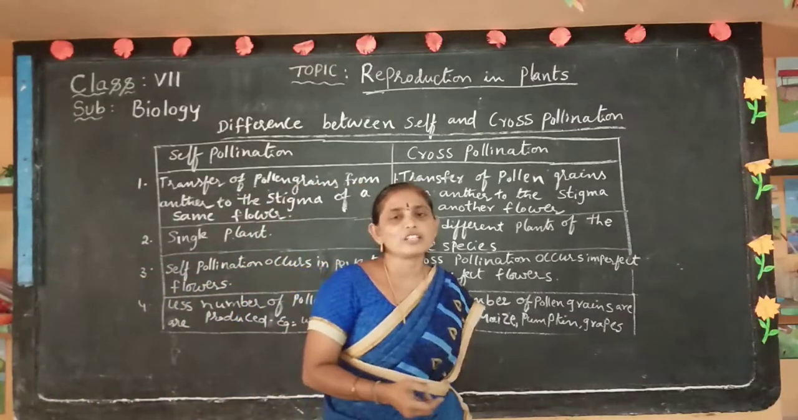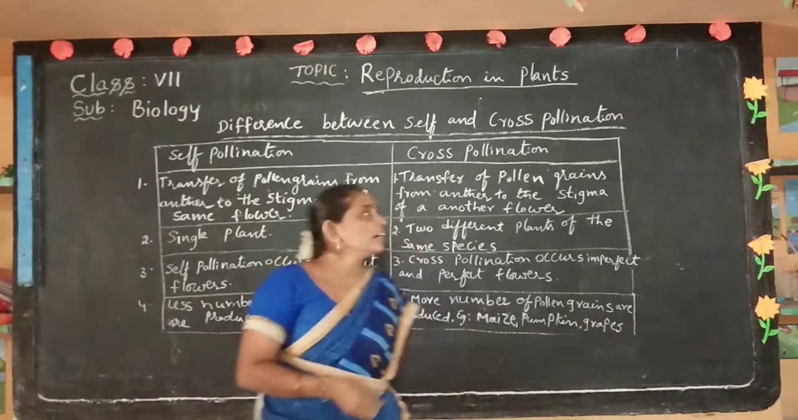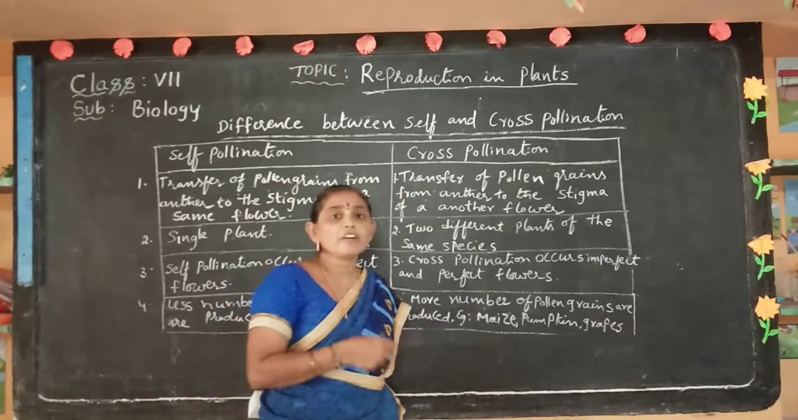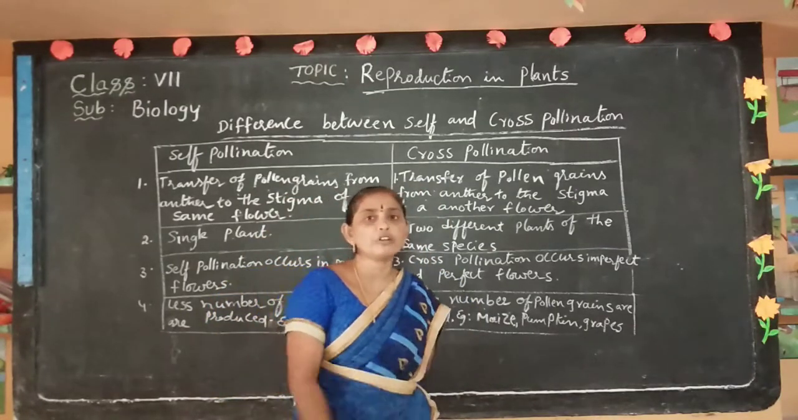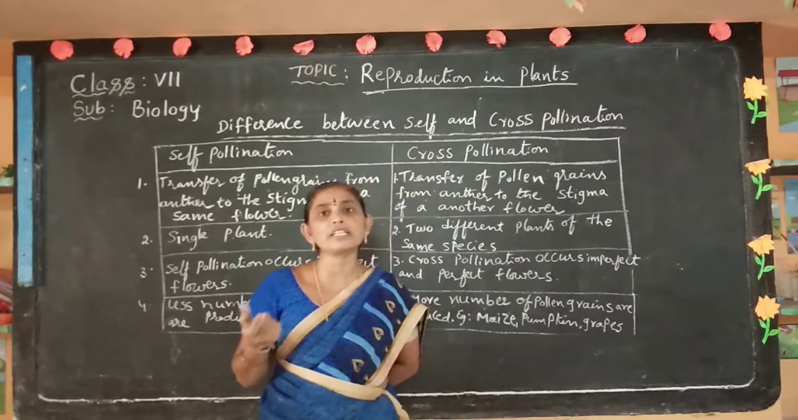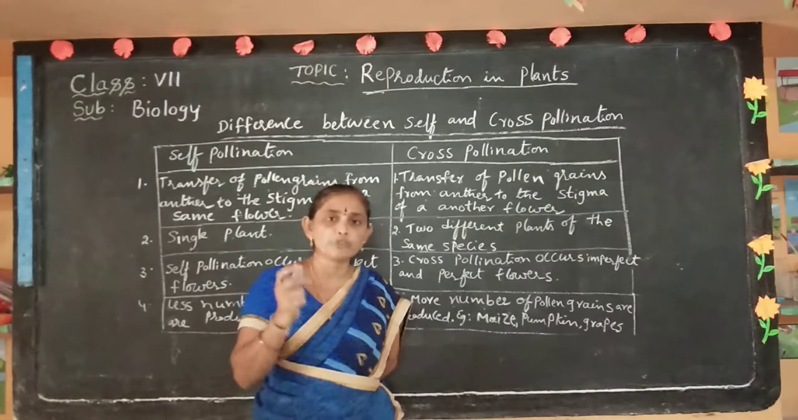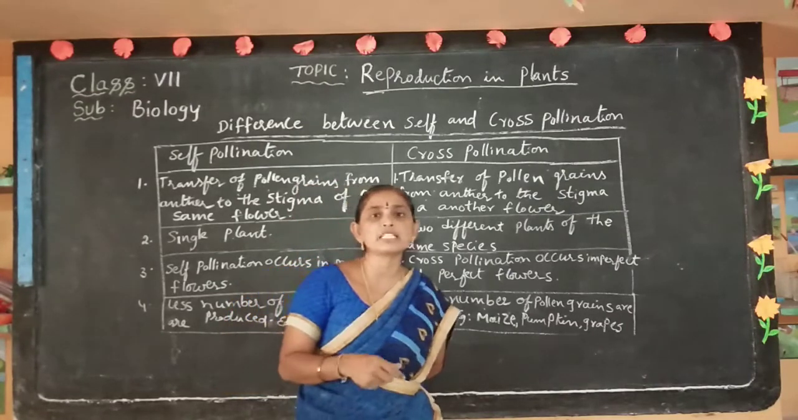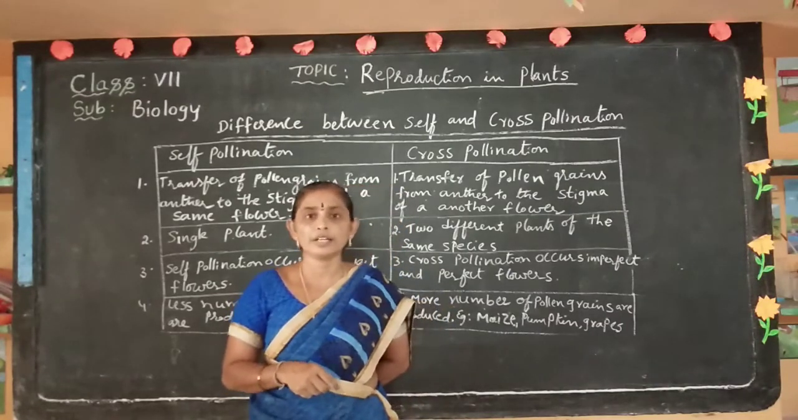In the last session, we discussed reproduction in plants. The topic is the sexual mode of reproduction. What is meant by sexual reproduction? The fusion of male and female gametes is known as sexual reproduction.